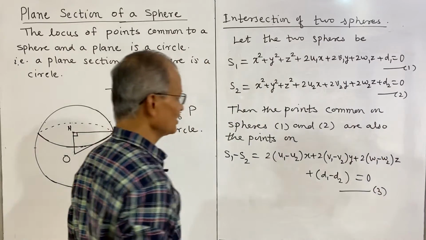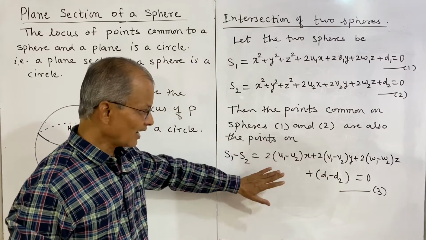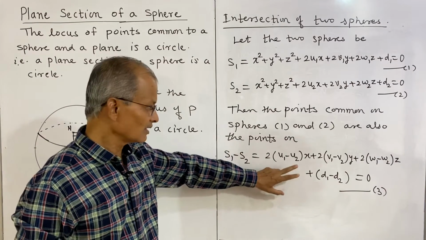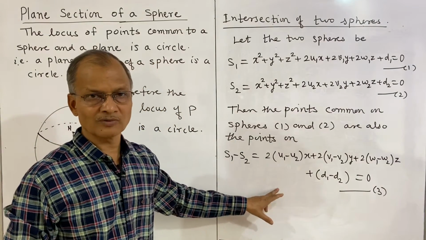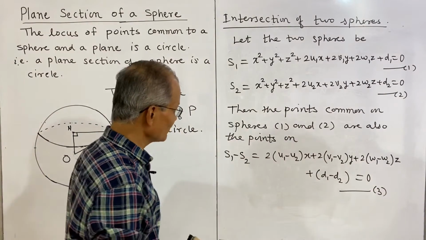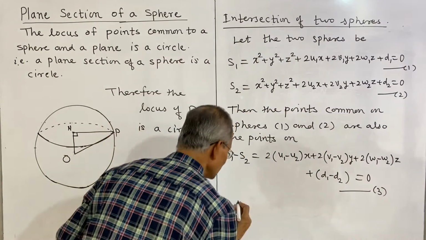Now what does this equation represent? The common points are also the points on this, and this is a first degree equation. See, x, y, z and a constant, and we know the first degree equation always represents a plane. So these are also the points on S1 minus S2 which represents a plane.